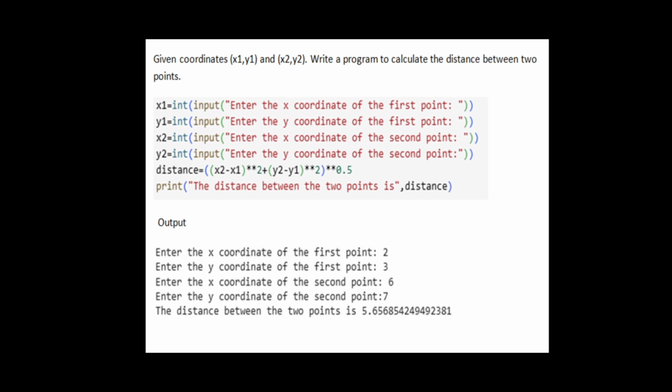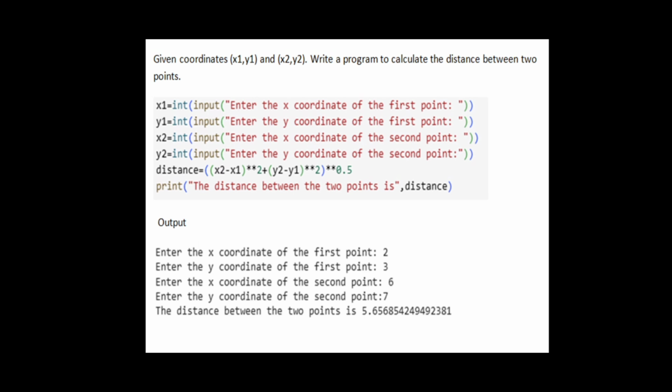Now x1 contains an integer value, y1 contains an integer value, x2 also contains an integer value, and y2 also contains an integer value. Now distance equals (x2 minus x1) whole square plus (y2 minus y1) whole square, whole to the power 0.5. That's why double asterisk 0.5. Then the result should be: the distance between the 2 points is distance.